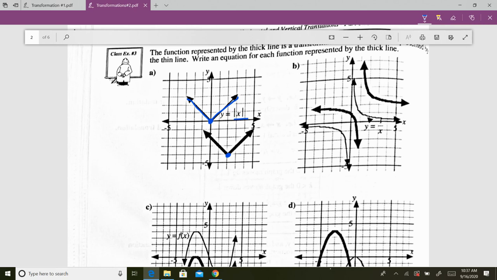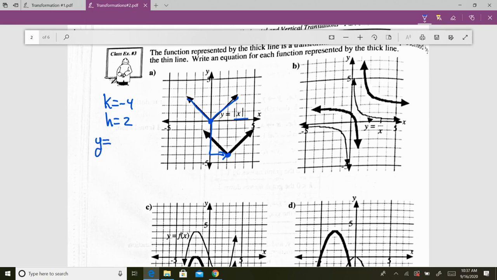How many right did we go? Two. So we went down 4, right 2. That means if we went down 4, our k value is -4. And if we went to the right 2, what's our h value? 2. So now we have to write the equation.